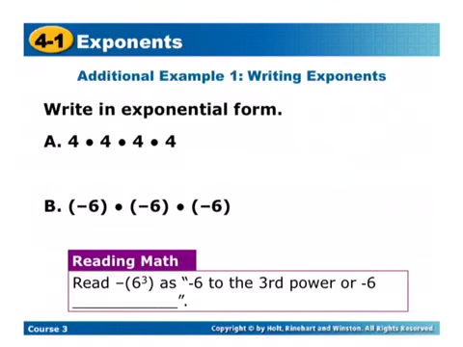So basically what exponents do is allow us a shortcut, a quicker way to write repeated multiplication. So in our first example, 4 times 4 times 4 times 4 is the same as 4 to the fourth power. Negative 6 times negative 6 times negative 6, our base is negative 6, and it's multiplied 3 times, so it's to the third power. You read negative 6 to the third power as negative 6 to the third power or negative 6 cubed.